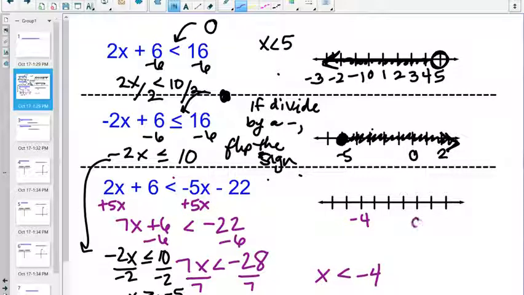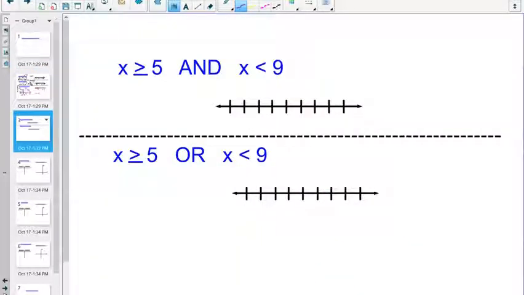-3, -2, -1, 0. Okay, and I want all x's less than -4, so I'm going to have an open circle, and I'm going to choose this way. So again, this is stuff you kind of did back in Algebra 2 as a reminder, and then we're going to get a little more complicated here.